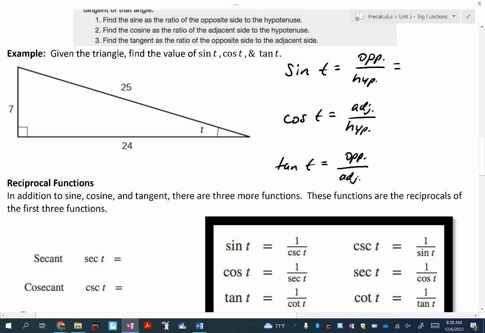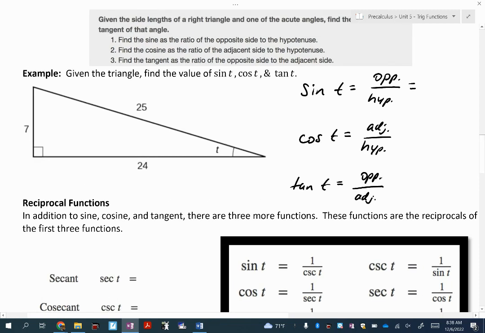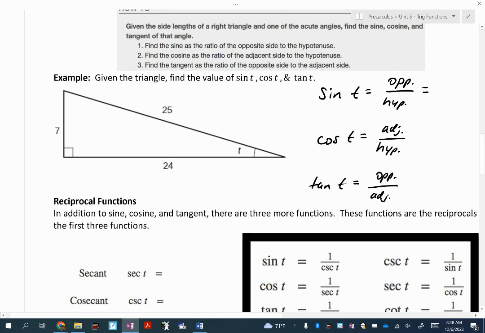All right, so let's see. If we're thinking about the sine, from this angle t, the opposite side is over here. This is our adjacent side to our angle theta. Remember, it does depend on which angle. If we changed the angle, it would change what is our opposite and what's our adjacent. But what does not change is the hypotenuse. The hypotenuse is always across from the right angle.